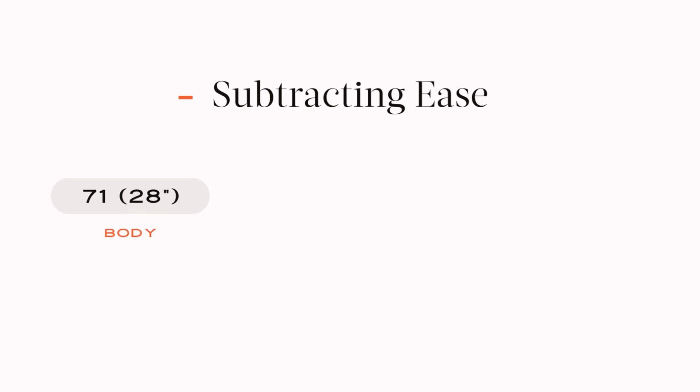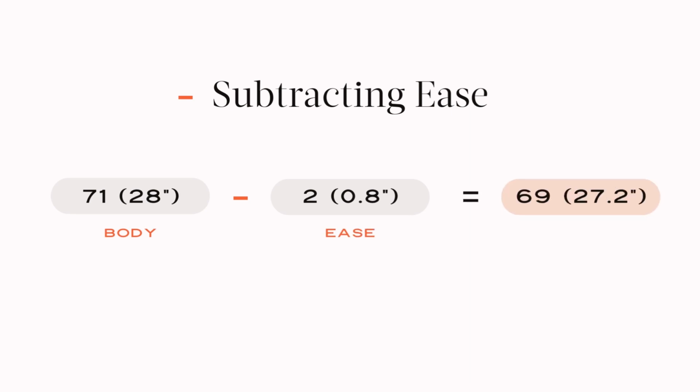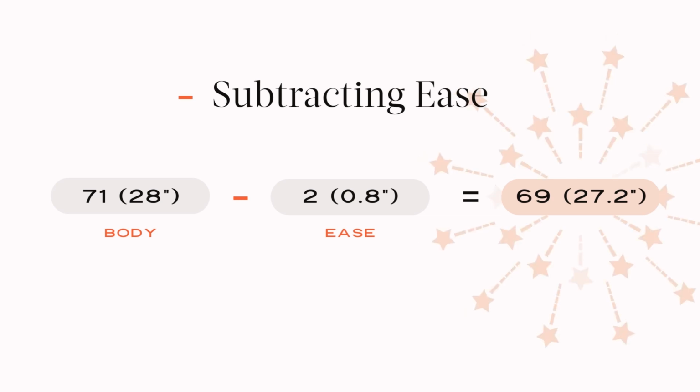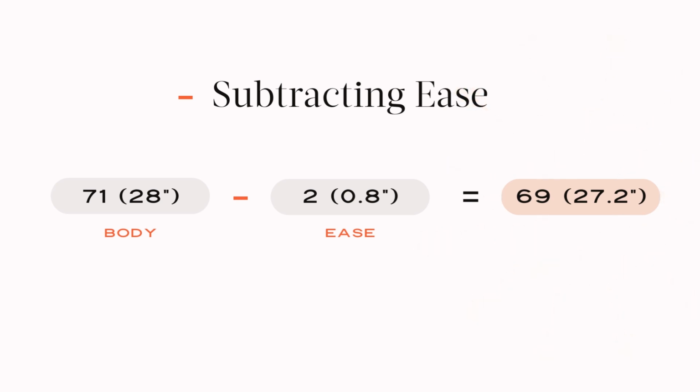For an example of subtracting ease for a stretch garment, again with a waist of 71 centimeters or 28 inches, for a close-fitting shirt dress, you would like -2 centimeters or 0.8 negative inches. So you subtract it from your measurement, giving you a total of 69 centimeters or 27.2 inches. This is the number you would compare to your measurement chart.